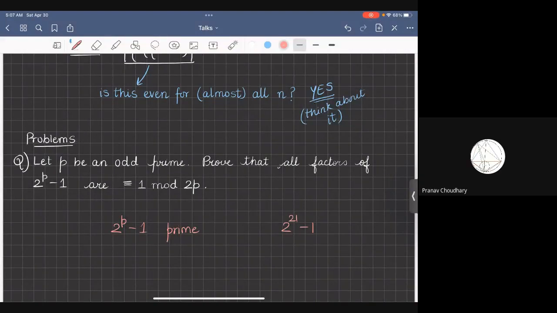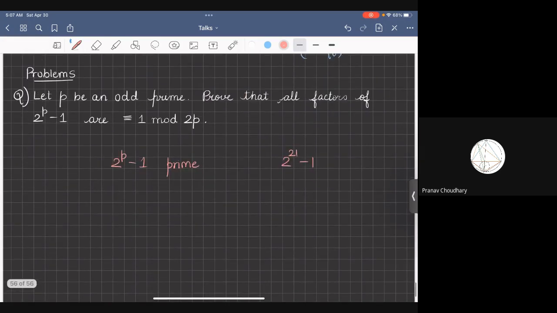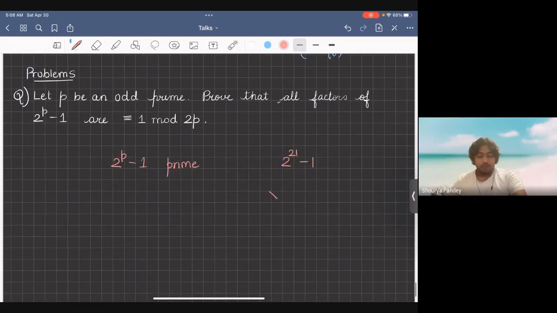For example, because it's divisible by 2 to the power 3 minus 1 and 2 to the power 7 minus 1. If you've seen this idea before, write it as 8 to the 7 minus 1, and then this will be a multiple of 8 minus 1, right, which is 7.